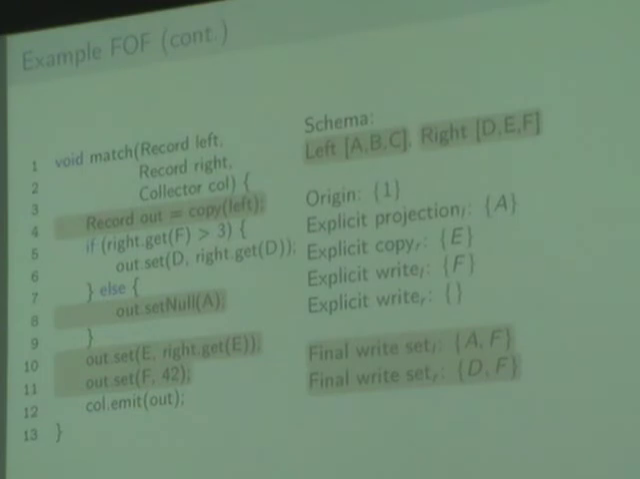And for the right input tuples, we notice that this is not in the origin set because the output record is never created from this input record. So we add initially all attributes D, E, and F to this write set. But then we notice that in line 10, we explicitly copy attribute E from the right input record, and therefore we remove this from the write set. And then we arrive at these final write sets.